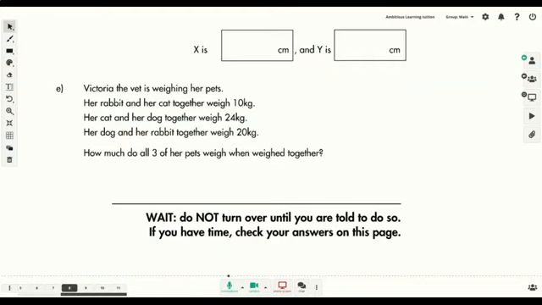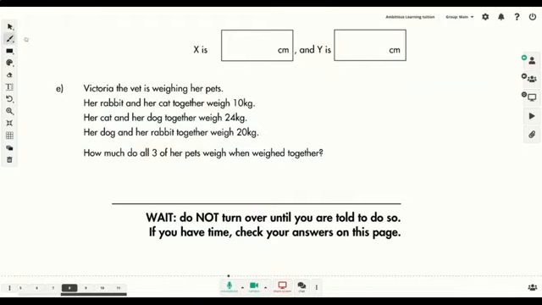I hope you can see it. Yes, you can. Victoria is weighing her pets. Her rabbit and her cat together weigh 10. Her cat and her dog together weigh 24. Her dog and her rabbit together weigh 20. How much do all three of her pets weigh when weighed together? So you need to find how much is their weight together.